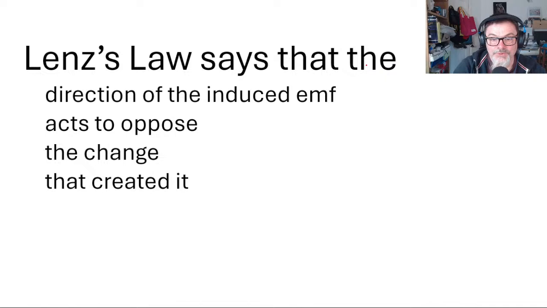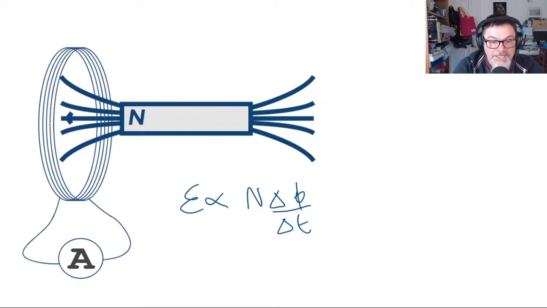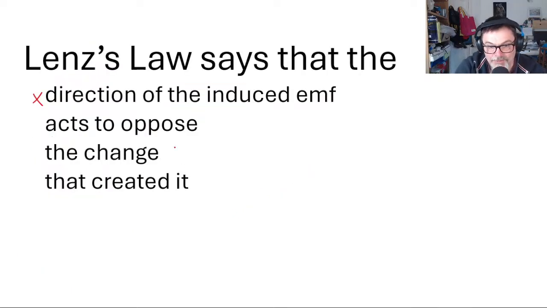So Lenz's law tells us that the direction of the induced EMF, so in other words, which way is the current going to flow in this coil? The direction of the EMF, which way is it going to push the current? Acts to oppose. Now this is where language is really helpful. Acts to oppose means to work against, so the induced EMF works against. Using a statement like that covers a whole multitude of things, so you're not having to be too specific. So the direction of the induced EMF acts to oppose the change that created it.